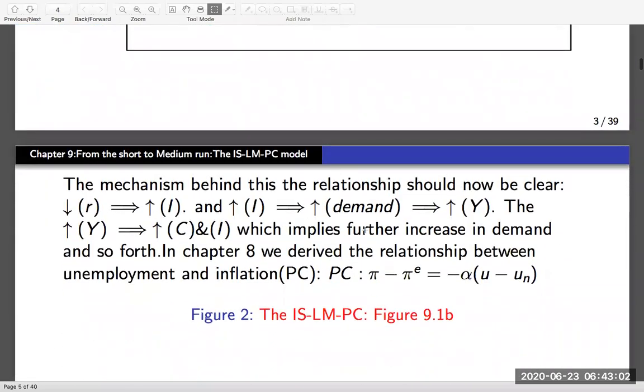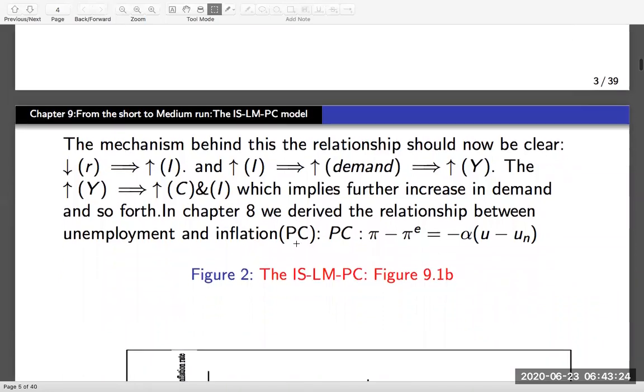So the mechanism behind this should now be clear: if you lower the interest rate, your investment goes up. If your investment increases, your demand goes up and your output goes up. And if your output goes up, your income increases, your consumption increases, and if consumption increases, your investment increases, and that's a multiplier effect, right?